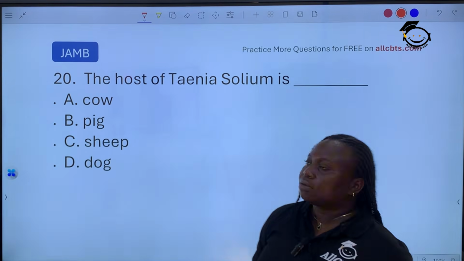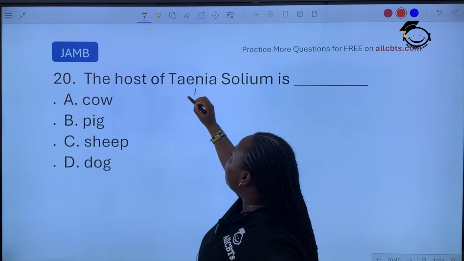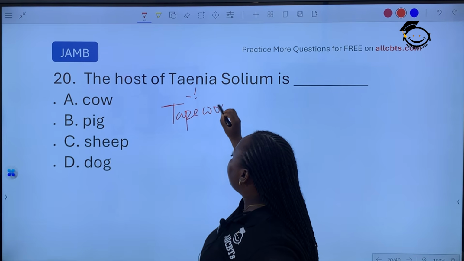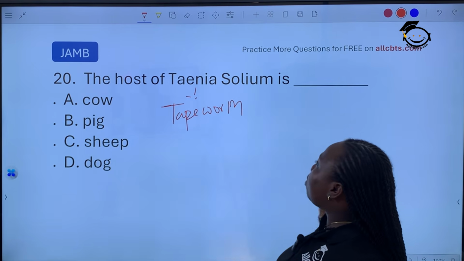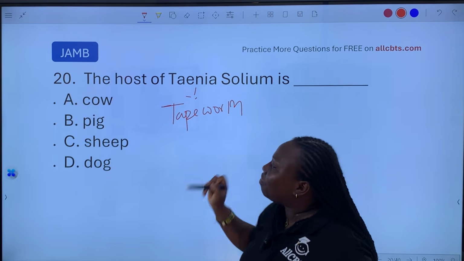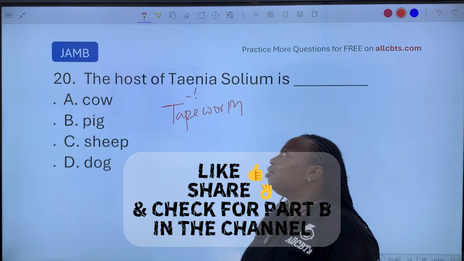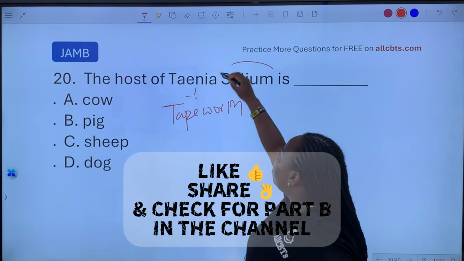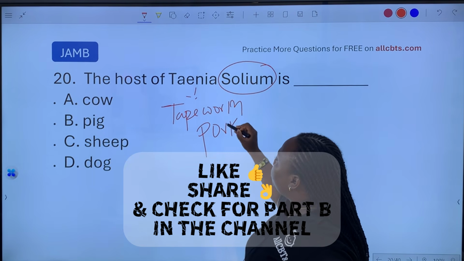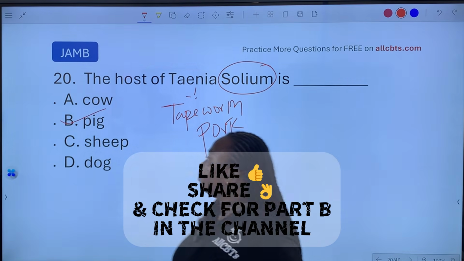Number 20, the host of Taenia solium is what? Now, Taenia means tapeworm. So they're trying to tell us what kind of tapeworm this is, where it is found. Is it found in the cow, the pig, the sheep, or the dog? Now, when you say Taenia solium, it is telling us that it is a pork tapeworm. That is option B.